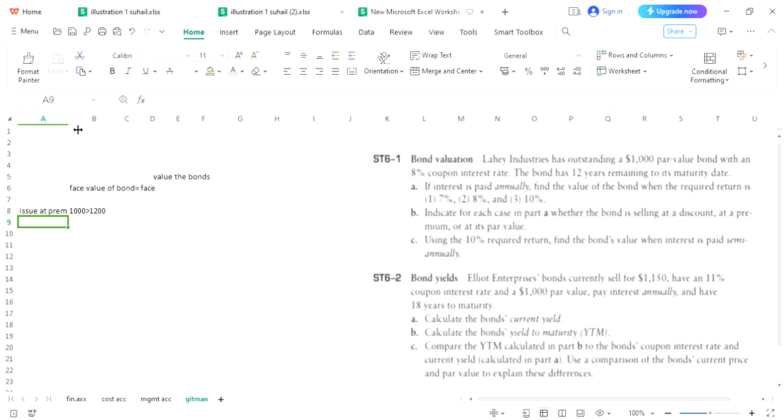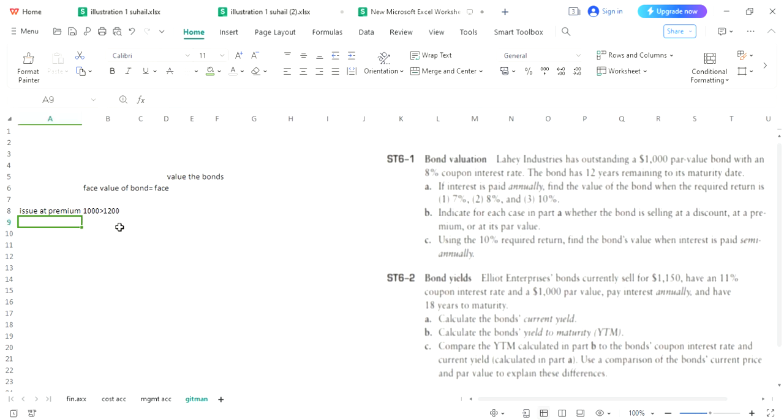The next thing you need to know is that it may be possible the value of that bond is 1000 and the organization is not ready to sell it for more or for less. They are selling it for 1000. So it means you are issuing this bond at par. It would be called issued at par.